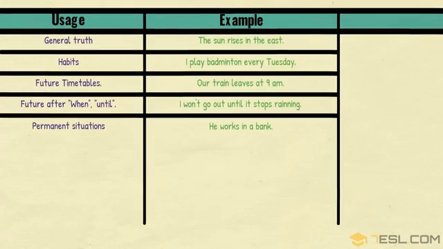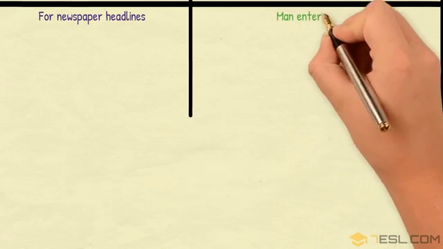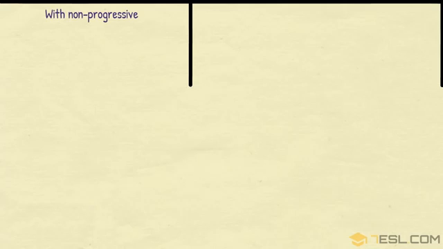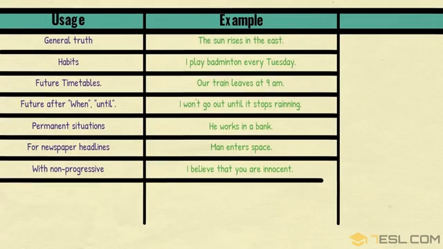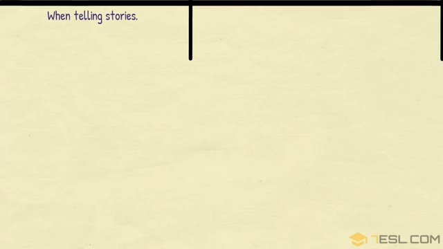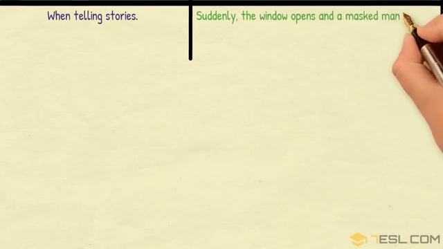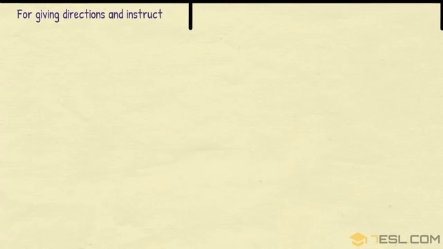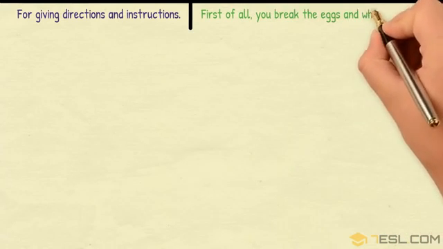Permanent situations: he works in a bank. For newspaper headlines: man enters space. With non-progressive: I believe that you are innocent. When telling stories: suddenly, the window opens and a masked man enters. For giving directions and instructions: first of all, you break the eggs and whisk with sugar.